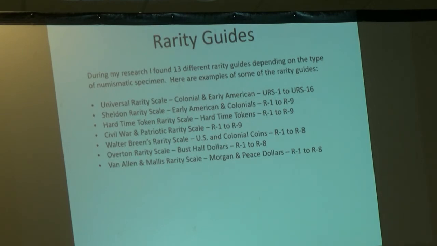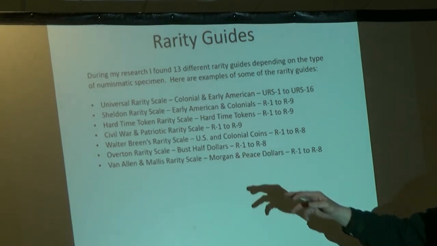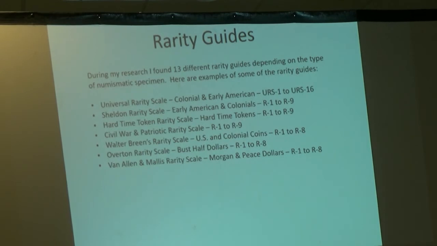The most important thing to know about this is basically an R1 is a very common coin. There's a lot of issues. You won't have a hard time finding it, and it'll be pretty reasonable. If it gets to be an R8 or R9, there's usually only 1 or 2, or they're called unique, and they're very hard to find. If you want to collect a Hard Times token, and you see it's an R9, you're going to look long and hard, and you're going to pay a lot more money.